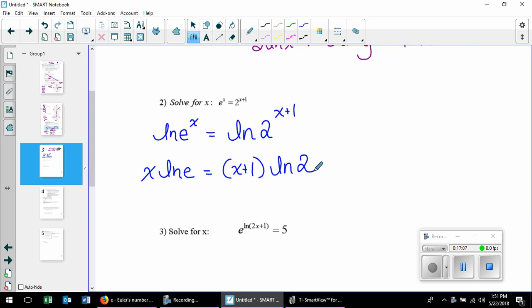So as Carson mentioned, ln e has a known value of 1. So I get x on this side equals x ln 2 plus ln 2. So I just backwards distributed it. What now?